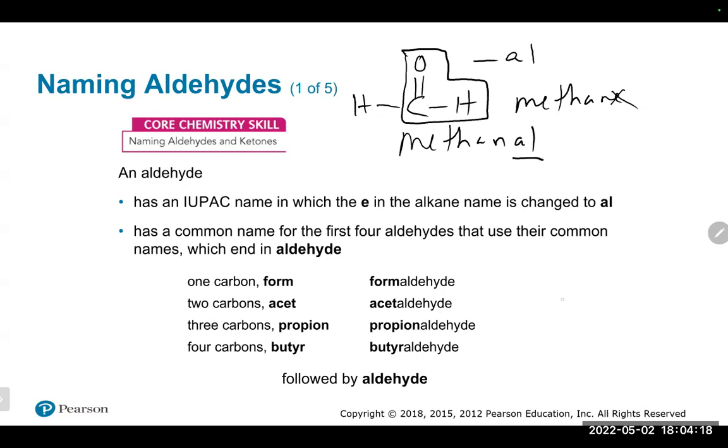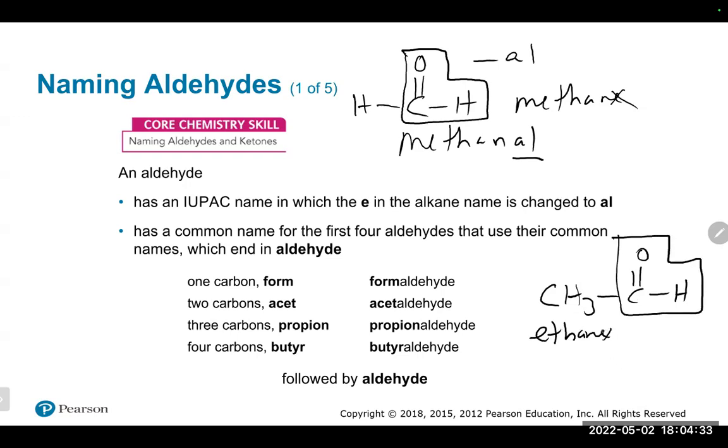Do you have two carbons? Once again, two carbons is based off of ethane with our aldehyde group right there. Okay, we drop the E and it becomes ethanal, AL. Obviously, three carbons would be propanal and butanal.